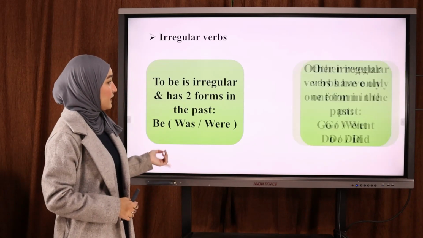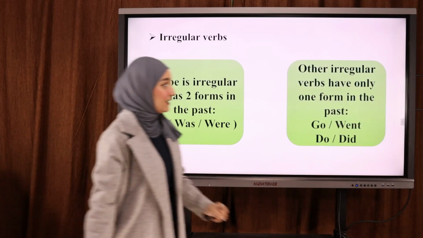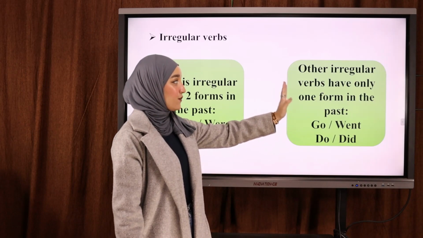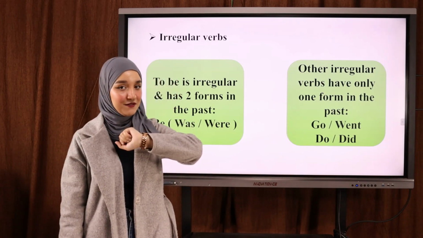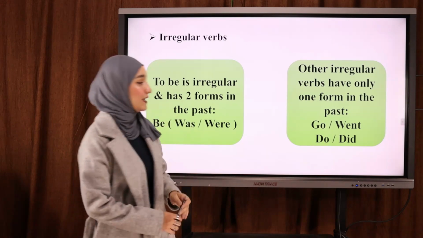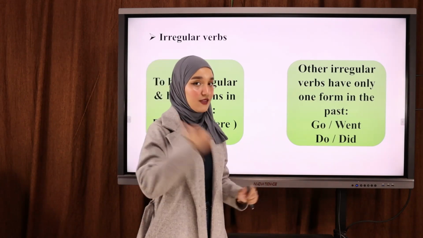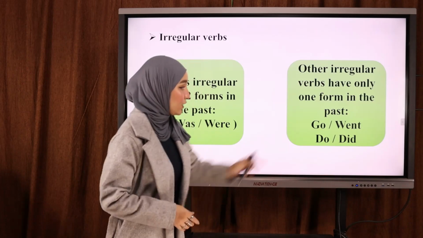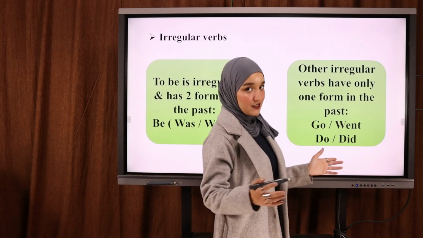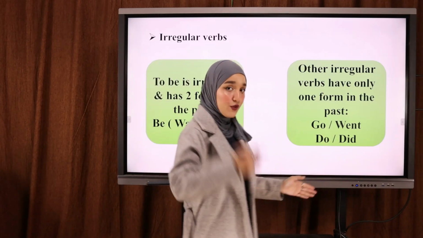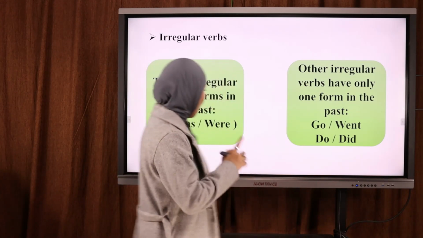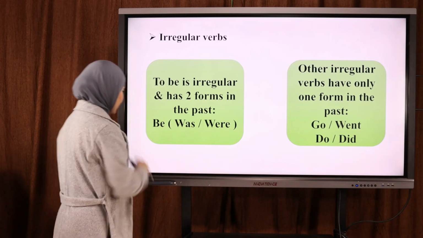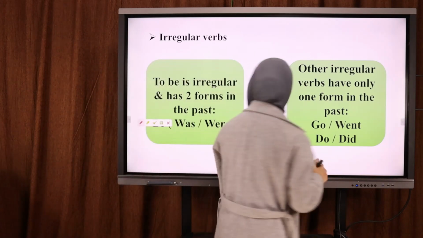Alright? The next rule is: other irregular verbs have only one form. The other verbs. For example, go, ذهب. So, go in the infinitive, the base of the verb, is go. In the past, with all the personal pronouns, it becomes went. Went. Guys, please do not mix these two verbs.